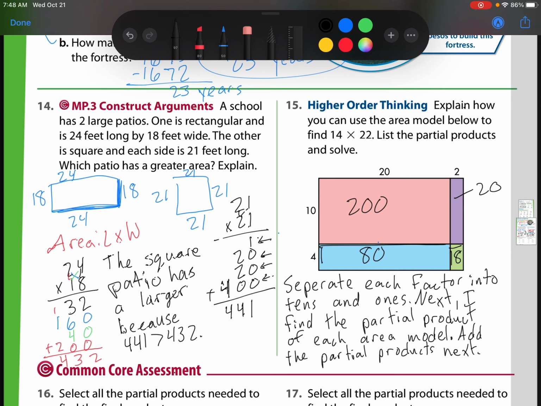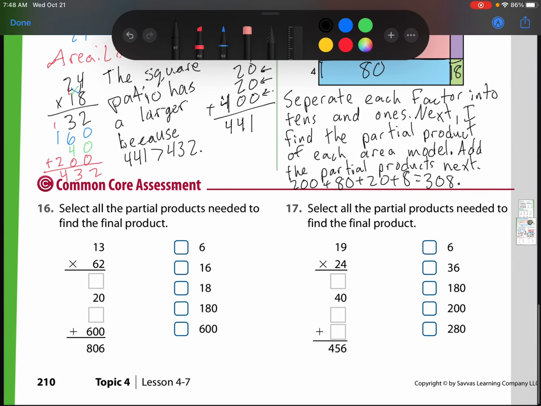And then what's our final part for this? Well, it says we need to solve. So 200 plus 80 plus 20 plus 8. Well, what does that equal? That equals 308. We're almost to the end, guys. You're doing great. So our next one says select all the partial products needed to find the final product.